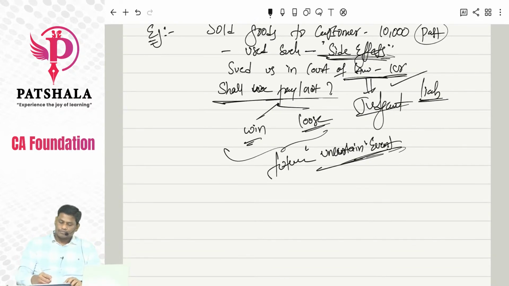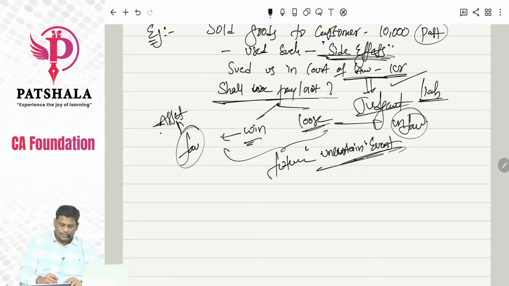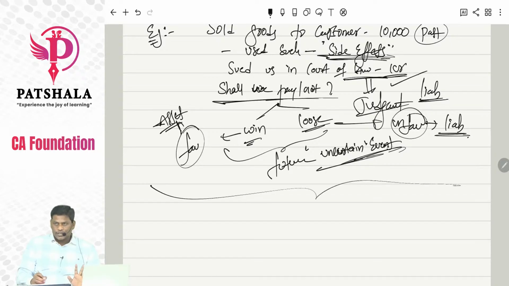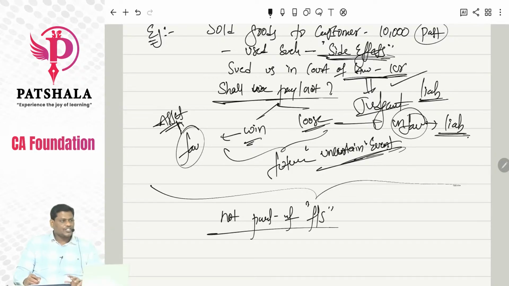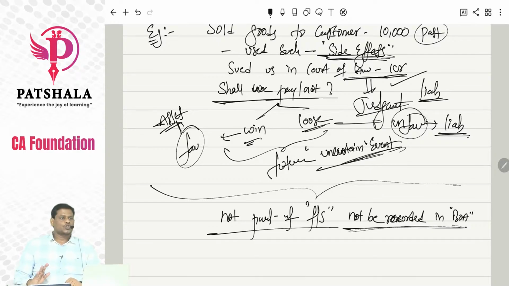When I win, it is favorable. When I lose, it is unfavorable. When I win, it will become my asset. If I lose, it will become my liability. Both are not accurate, so they are not part of financial statements. As that is not accurate, you should not record this in books of accounts. You should never write this in books of accounts because this is not accurate.